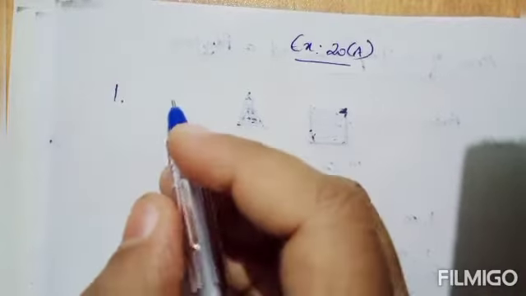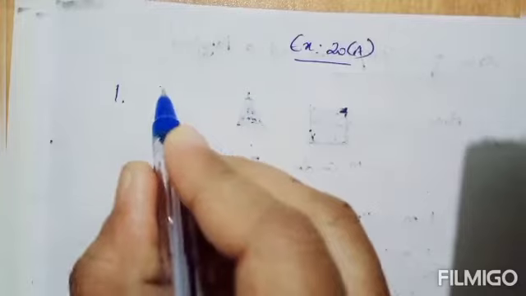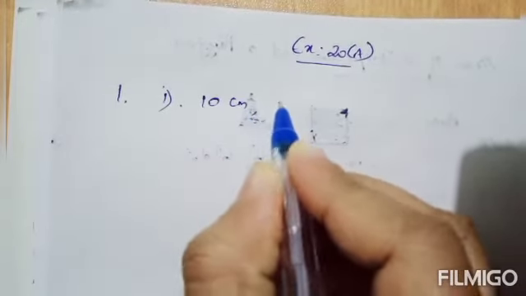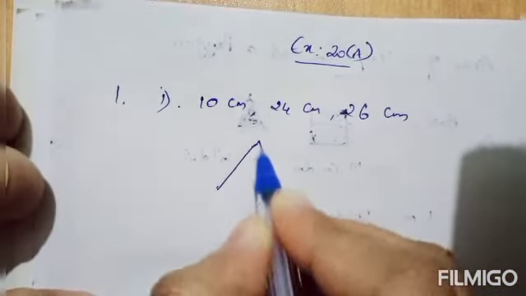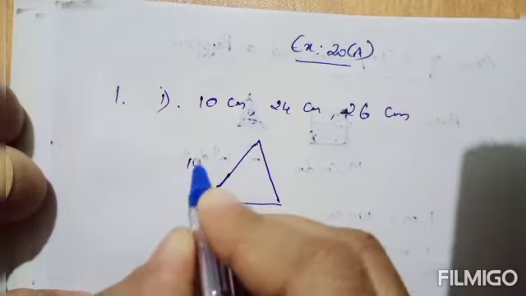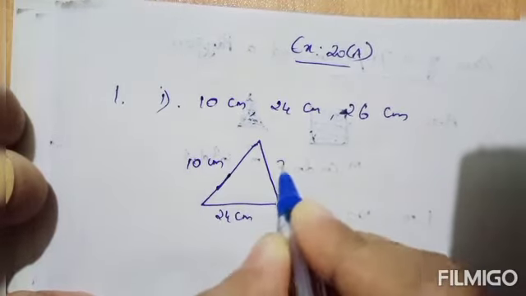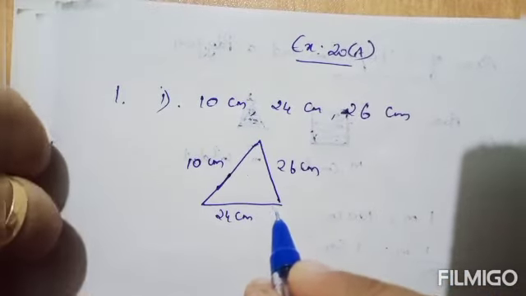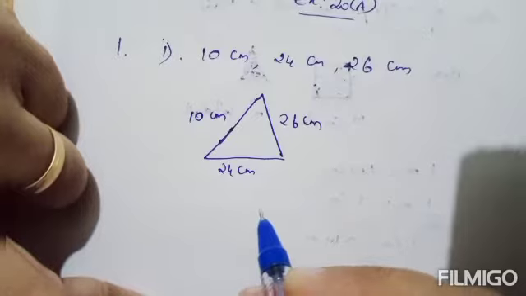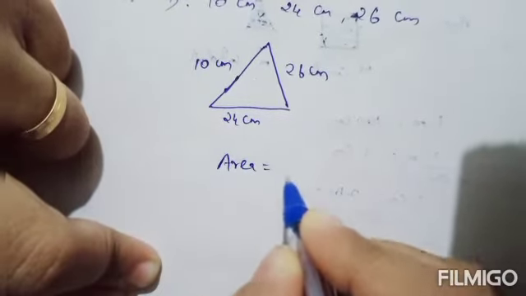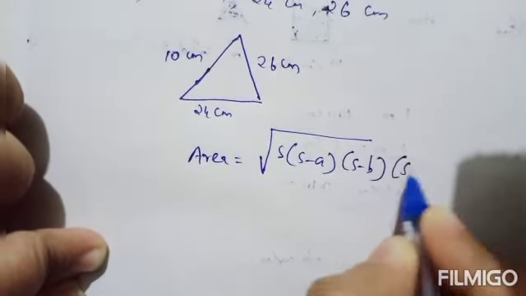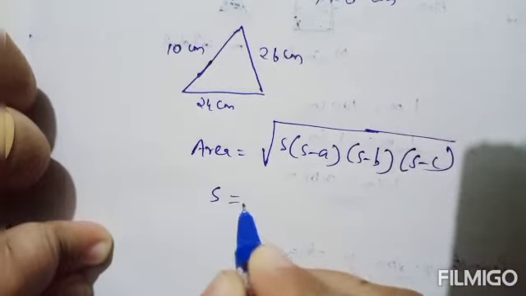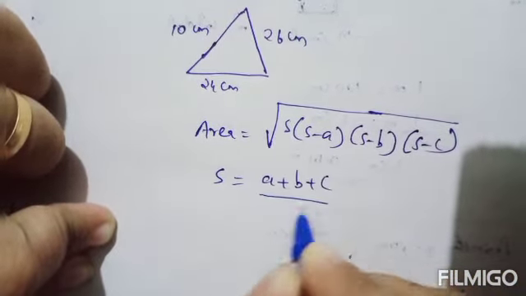Now exercise 20A, the first question. Find the area of a triangle whose sides are, first, 10 centimeter, 24 centimeter, 26 centimeter. So a triangle is given, its three sides are 10 centimeter, 24 centimeter and 26 centimeter. You have to find its area. If three sides are given, how can you find the area? The formula is area equals root of s into s minus a into s minus b into s minus c, where s equals a plus b plus c by 2.